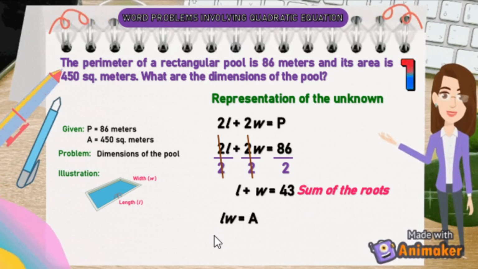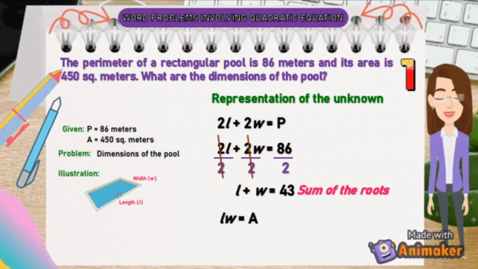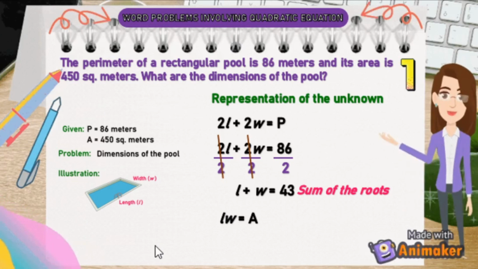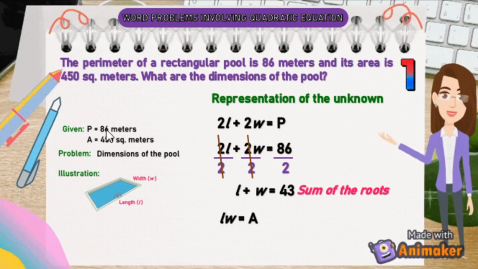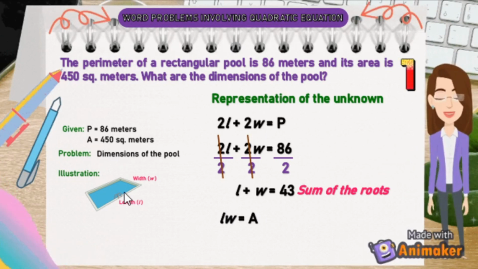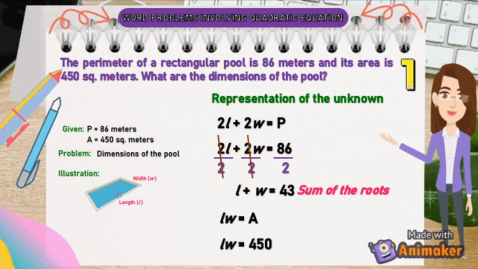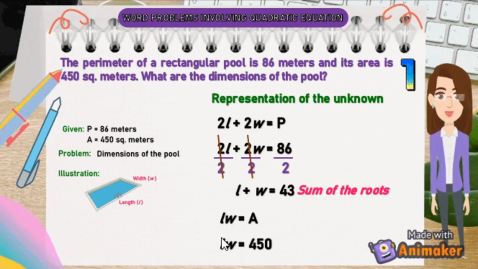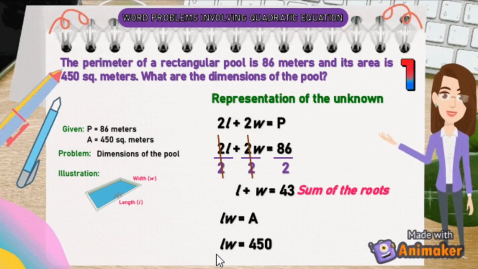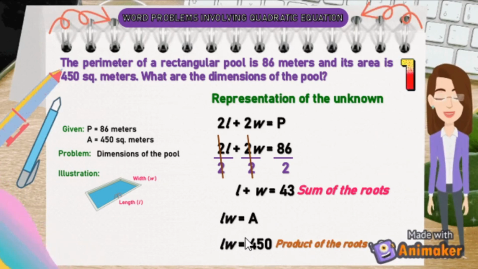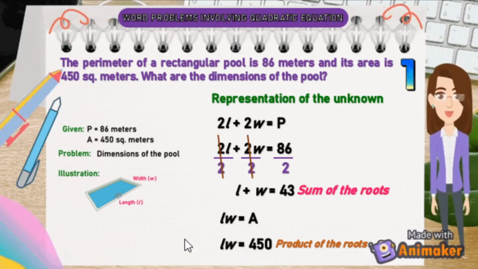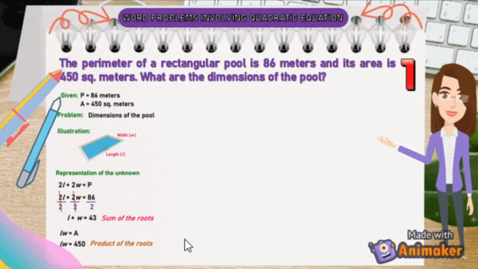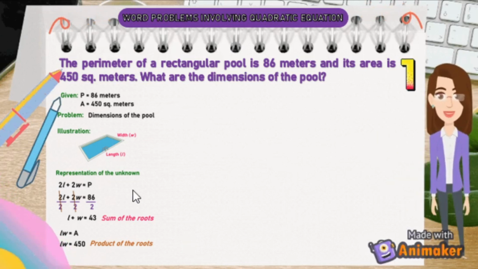And we all know that the formula in finding the area of a rectangle is length times the width. So, therefore, may given tayo na area which is 450 square meters. So therefore, length times the width is 450. Since ang operation nito ay multiply, so therefore we can say that 450 is the product of the roots of our quadratic equation. Now, let us make an equation given the sum and product of our roots.